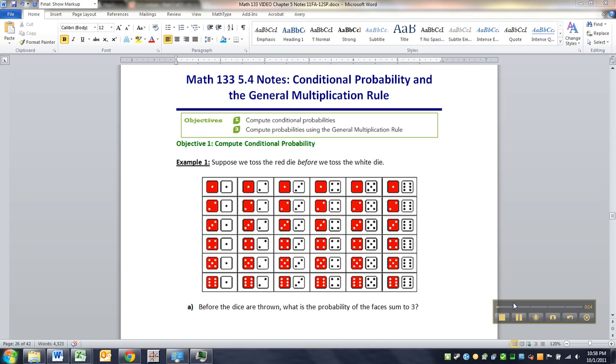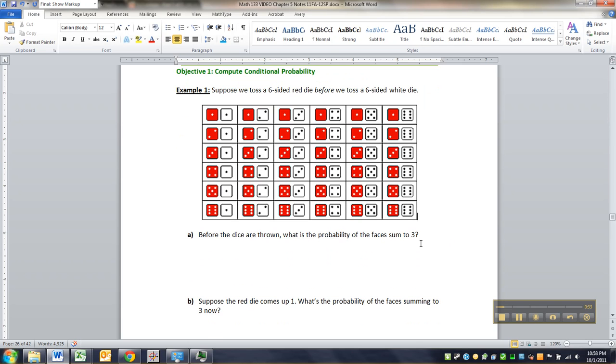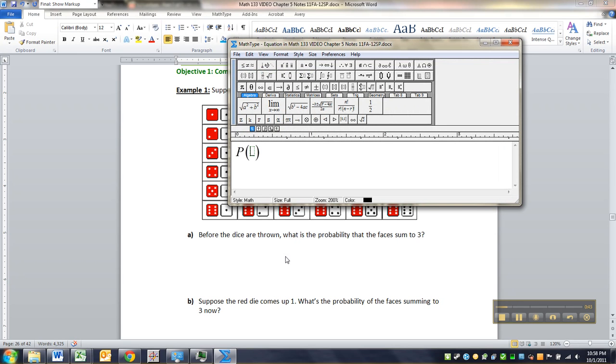All right, so suppose we toss the red die before we toss the white die. And I'm assuming these are six-sided dice. Let's start with that. Before the dice are thrown, what is the probability that the faces sum to 3? Well, the probability the faces sum to 3 is equal to the probability of 1 and 2 or 2 and 1, right?